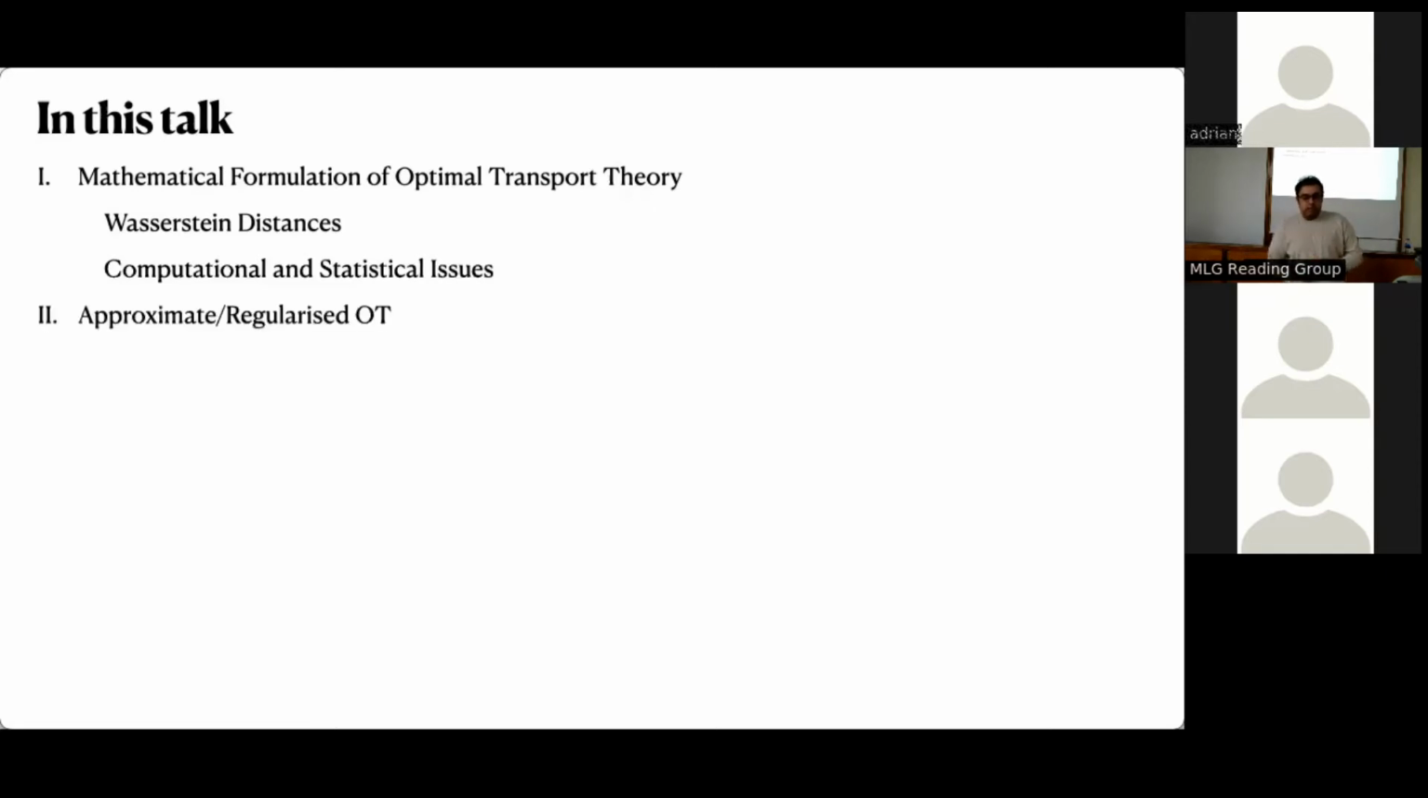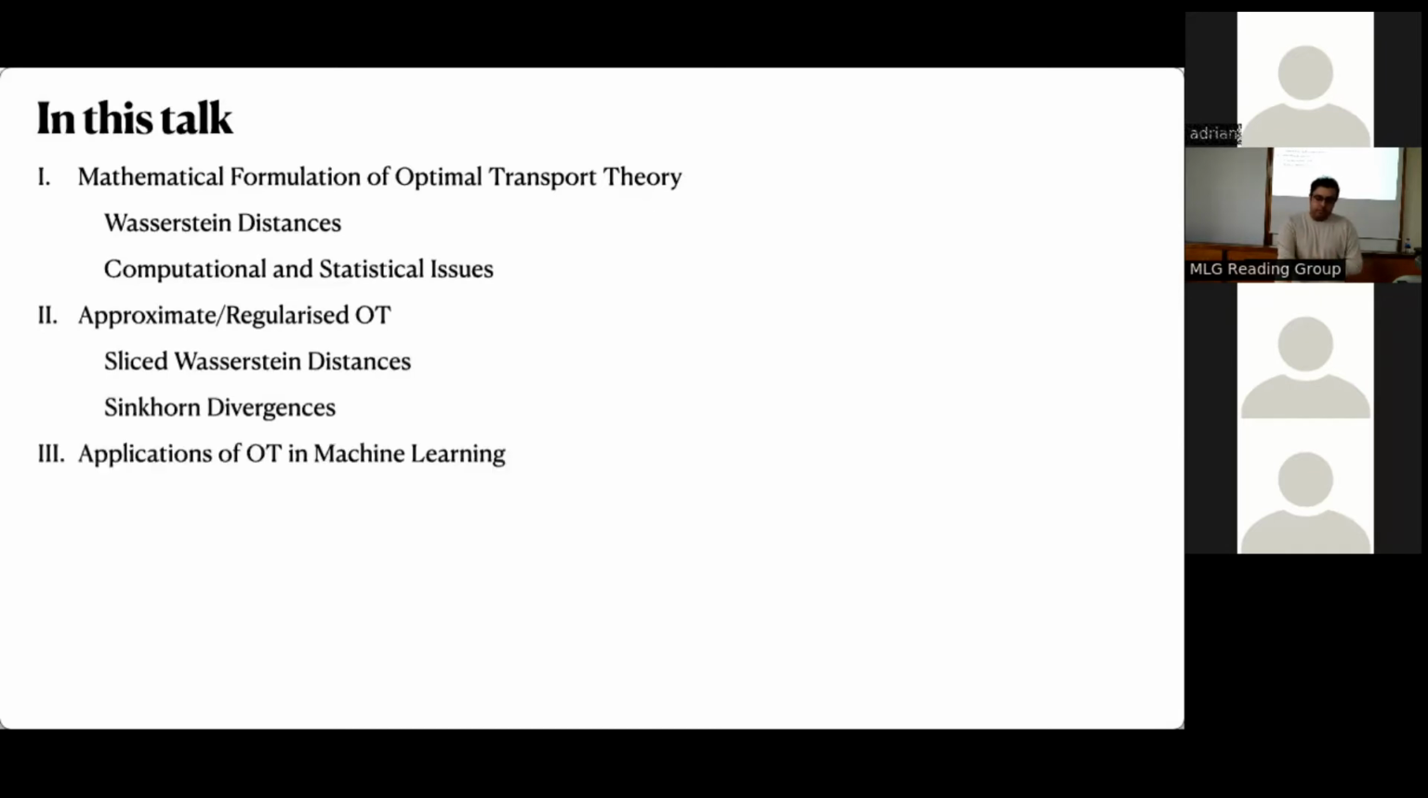And so then I'll spend some time talking about recent work over the last 4 or 5 years that looks at approximate or regularized optimal transport, which solves a lot of these issues. Specifically, I'll focus on sliced Wasserstein distances and Sinkhorn divergences. These are two of the main approaches out there for dealing with optimal transport in a nice, differentiable, scalable way that deep learning likes so much.